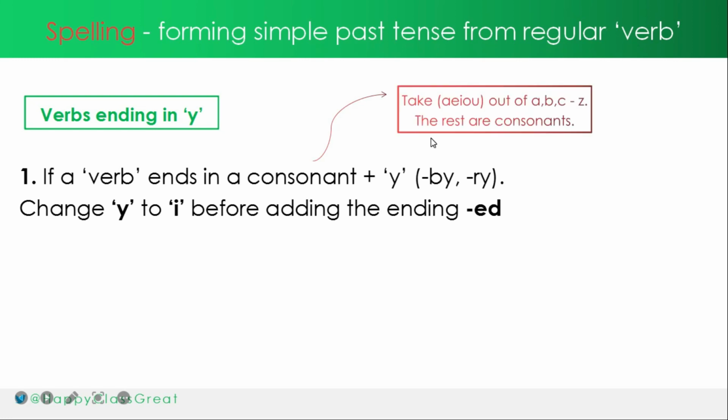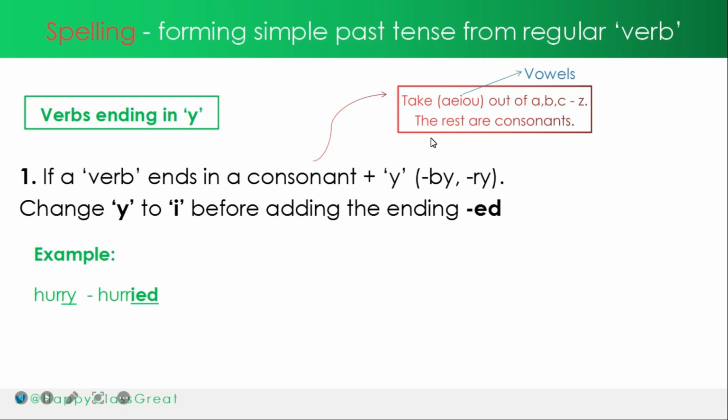Now this is what consonant means. If you write a b c to z, and take out a e i o u, the rest are the consonants, and a e i o u are the vowels, you understand. So an example now is hurry: h u r r y. That r y, you understand, so the r is a consonant.